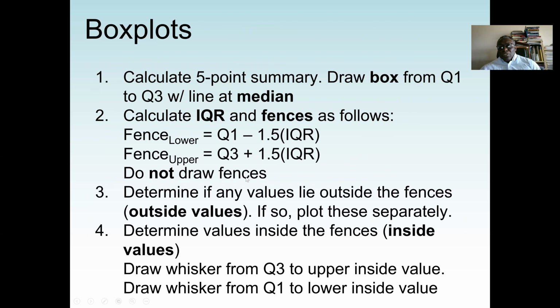Normally we don't draw the fence, but in some textbooks we use a red X to represent the fence, which will be up if it's an outlier. So now determine if any value lies outside the fences. That's the outside value. So whatever value I get for lower fence and upper fence, if the minimum value is way lower than the lower fence, or the largest value is way higher than the upper fence, then we have an outlier.